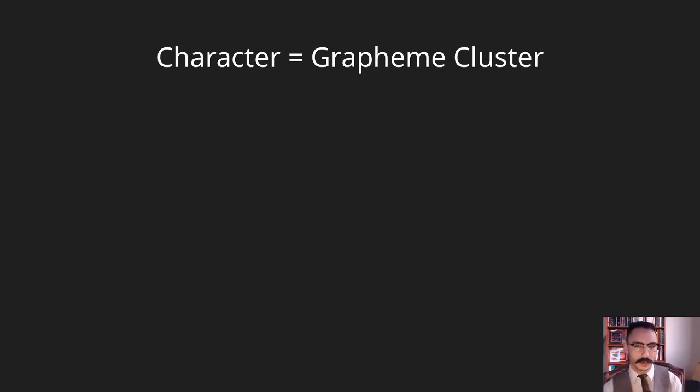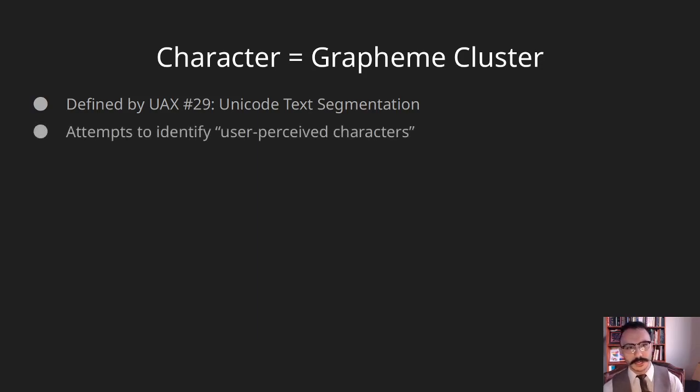So here's how we answer that problem. There is something called the extended grapheme cluster algorithm. It's defined in UAX number 29, the Unicode text segmentation document. What it attempts to do is identify user-perceived characters. It's what we've been referring to as characters this entire time. It tries to identify base characters and then mark characters that apply to them and say that consists of a single cluster.